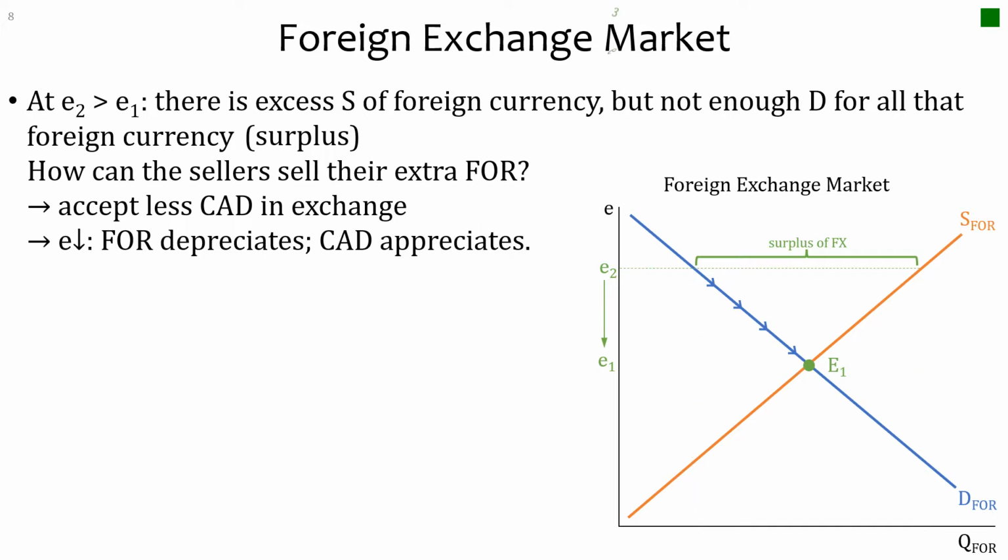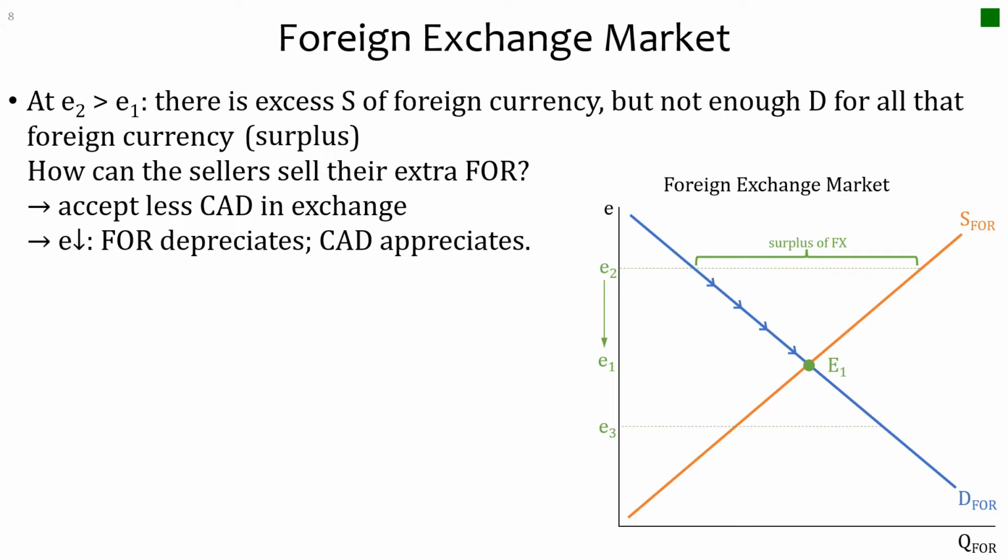Now let's look at an opposite case, say E3, which is lower than the equilibrium. Again, think of it. If something is cheap, if foreign currency is cheap, there's going to be a lot of buyers for it, but not enough sellers for it, right?